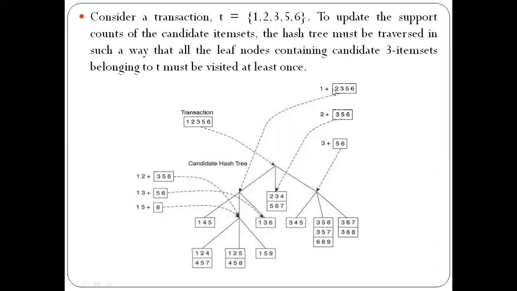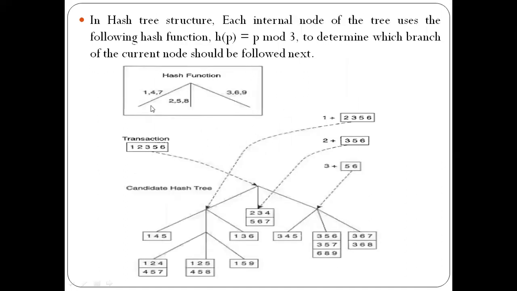After fixing the subset, we need to decide which subtree to traverse. As I explained in the previous diagram, if the item is 1, we traverse the left subtree. If it is 2, we traverse the middle subtree. If it is 3, we traverse the right subtree.